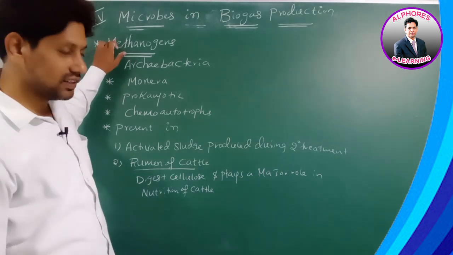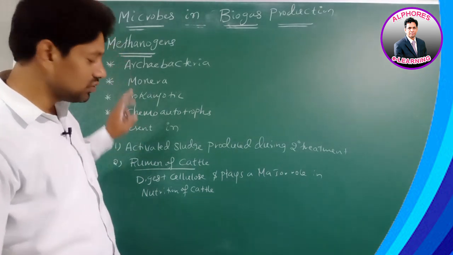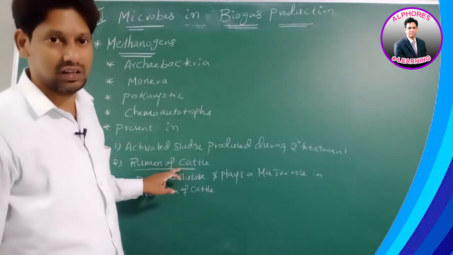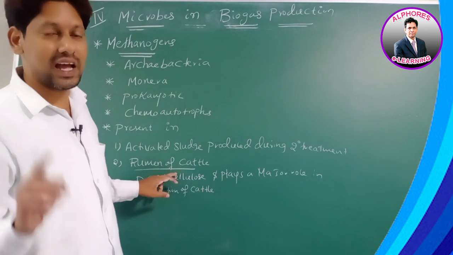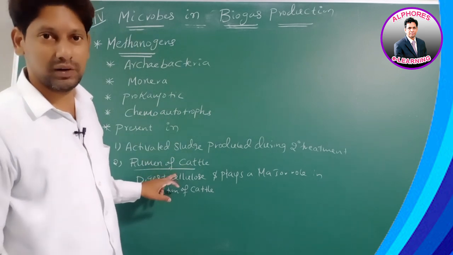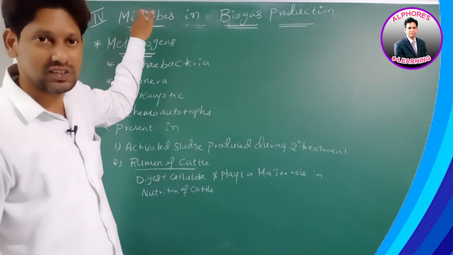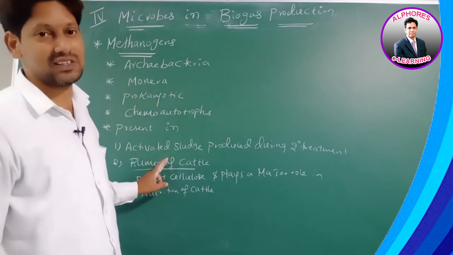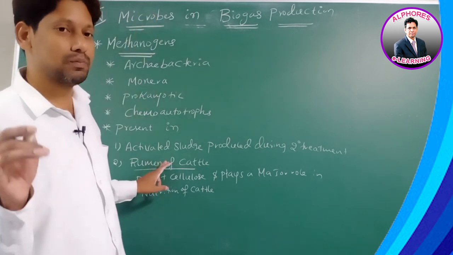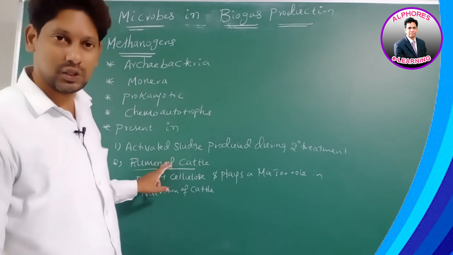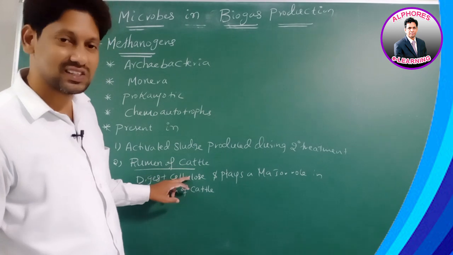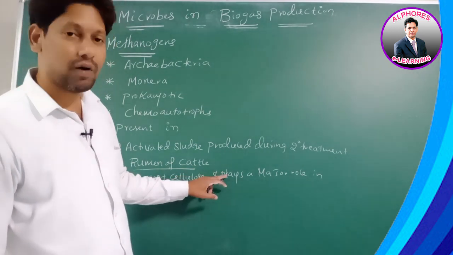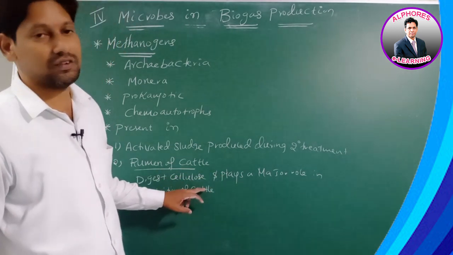Sir, we are saying that these methanogens are present in the rumen of cattle. In the rumen of cattle, these methanogens are present as symbionts. Is this statement okay? Methanogens, where? In the rumen of cattle. How are they present? As symbionts. What are these methanogens doing? In the rumen of cattle, these methanogens digest the cellulose and play an important role in the nutrition of cattle.